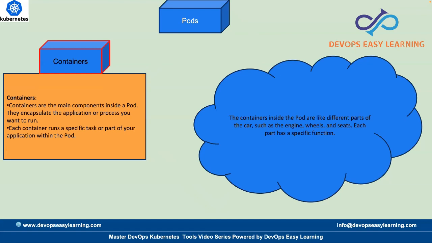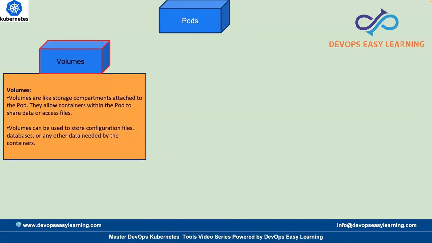The next element that we have inside the pod is a volume. Inside the pod, we have the container, then we have the volume. Volumes are like a storage compartment attached to the pod. They allow containers within the pod to share data across files. Imagine that you have a pod with 2 or 3 containers. You can have a volume there and share the same volume among all those containers. So those 3 containers located inside your pod can actually use the same volume, and they can share files and directories using that specific volume, right?